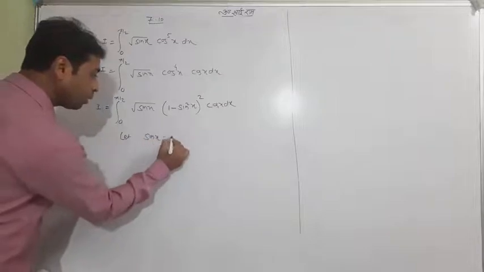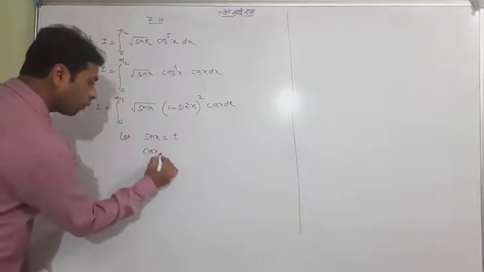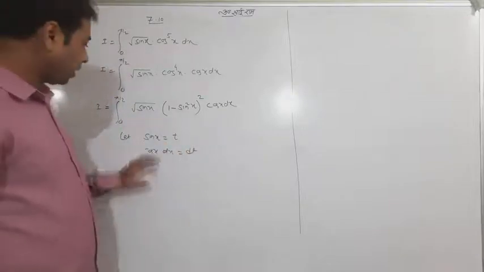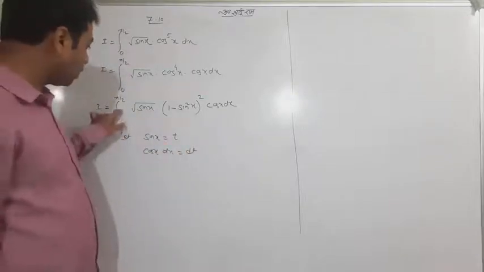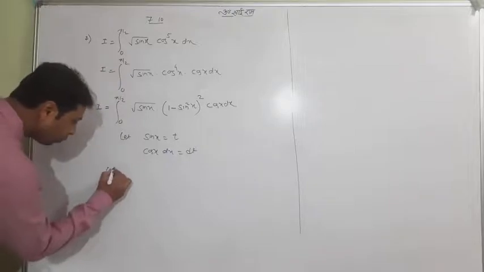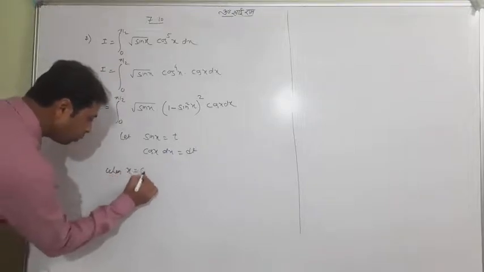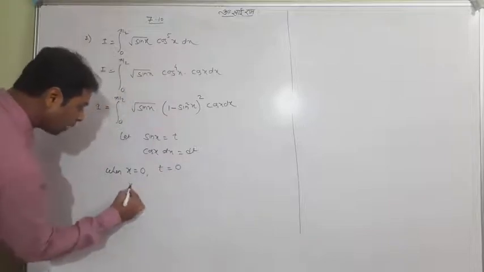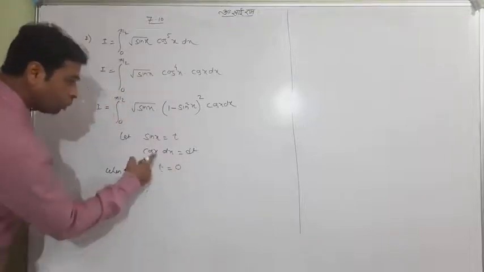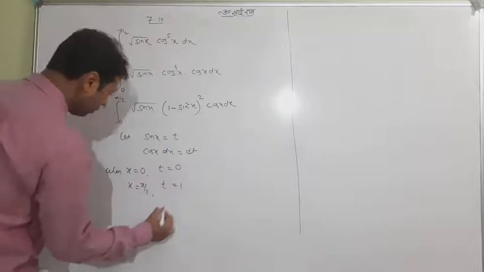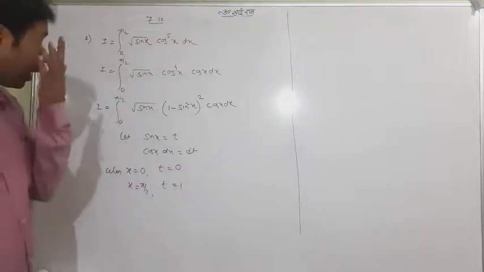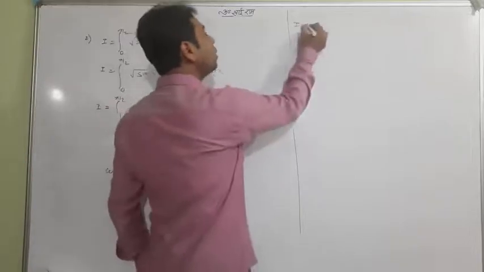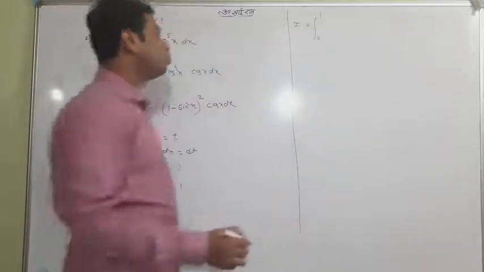You take sin x equal to t, differentiation gives cos x dx equal to dt. But this is not enough. We have to go with changing the limit. When x equal to 0 is put here, sin 0 is equal to 0. When x equal to pi by 2 is put here, sin pi by 2 means 1. So your lower limit 0 stays and the upper limit becomes 1. So the question is going to change like 0 to 1.